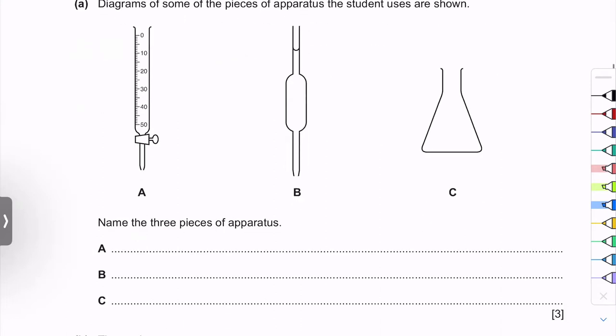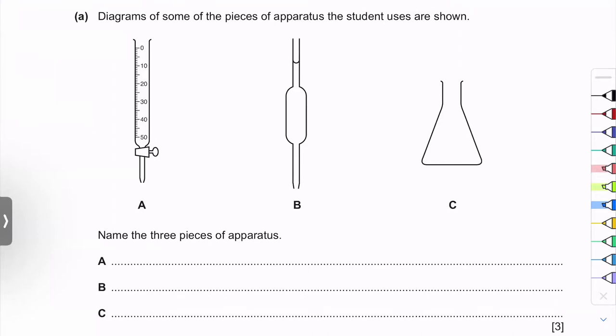Anyway, moving on. Diagrams of some of the pieces of apparatus students use are shown. Name the 3 pieces. So, tell me the names. This one is a burette. So, A is burette, B is pipette, and C is conical flask. You can also call it Erlenmeyer flask, which is its other name, but that's fine. Just don't say just flask because that's not good enough.